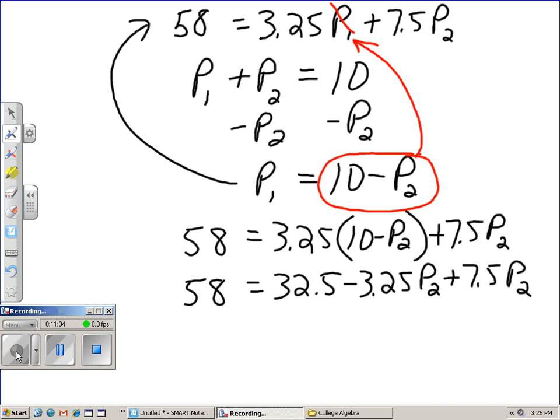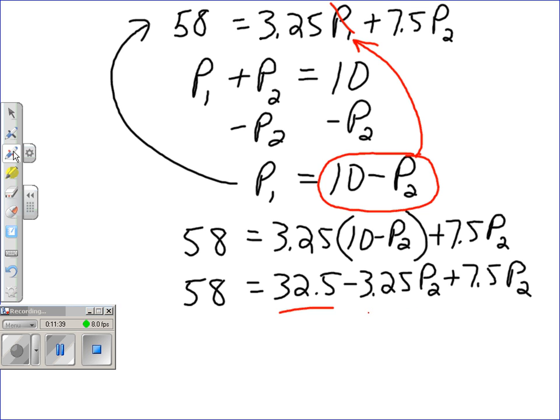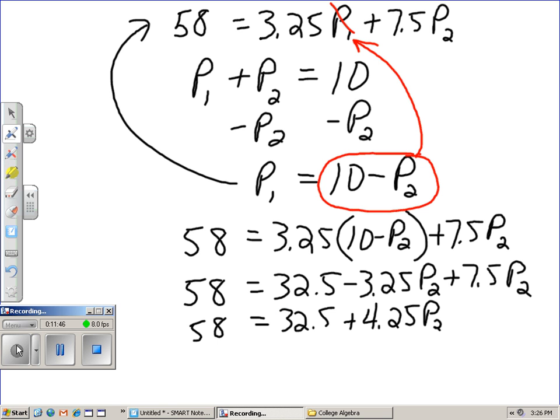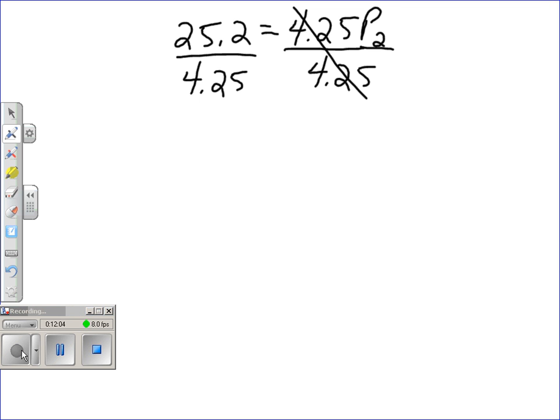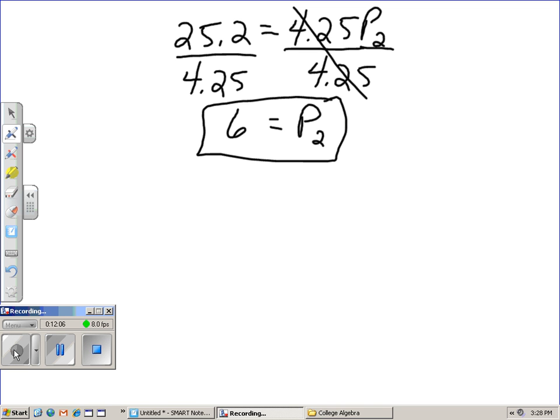I distribute the 3.25 and get 32.5 minus 3.25 P sub 2. I have another P sub 2 here, so I can add like terms, and I get 58 equals 32.5 plus 4.25 P2. I'm going to go ahead and finish solving for P2. We subtract 32.5 from both sides and get 25.5 equals 4.25 P2. Divide both sides by 4.25 and get 6 equals P sub 2.